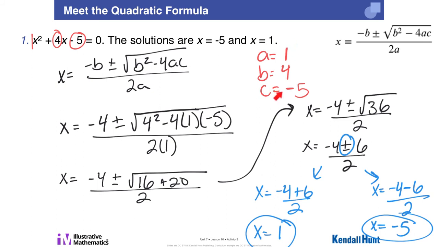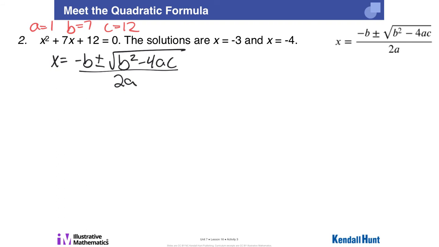So again, first identify what A, B, and C are, plug them in, and the rest is just simplifying. You should end up with 2 answers when you're done. There are some possibilities where you're going to end up with maybe 1 answer, and that's okay. So we've identified in this second problem that A is going to be 1, B is 7, and C is 12.